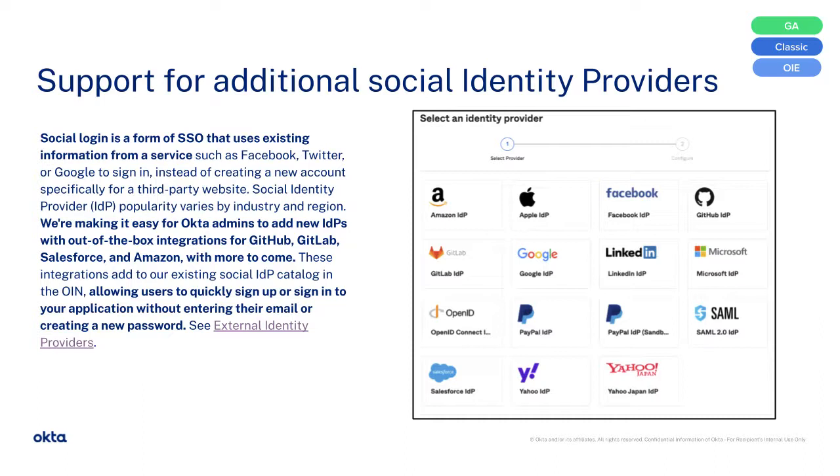Social login is a form of SSO that uses existing information from a service, such as Facebook, Twitter, or Google, to sign in instead of creating a new account. We're making it easy for Okta admins to add new IDPs with out-of-the-box integrations for GitHub, GitLab, Salesforce, and Amazon, with more to come. These integrations add to our existing social IDP catalog in the OIN, allowing users to quickly sign up or sign into your application without entering an email or creating a new password.